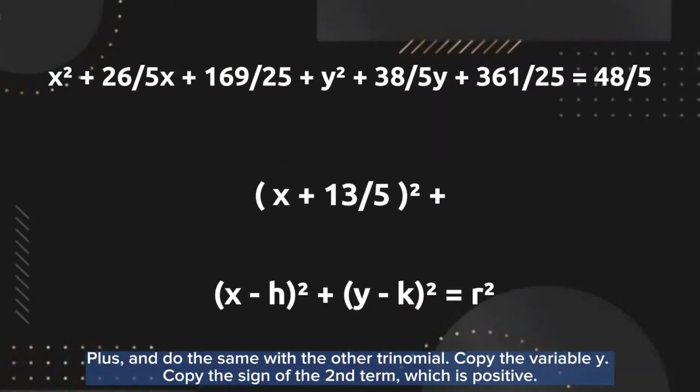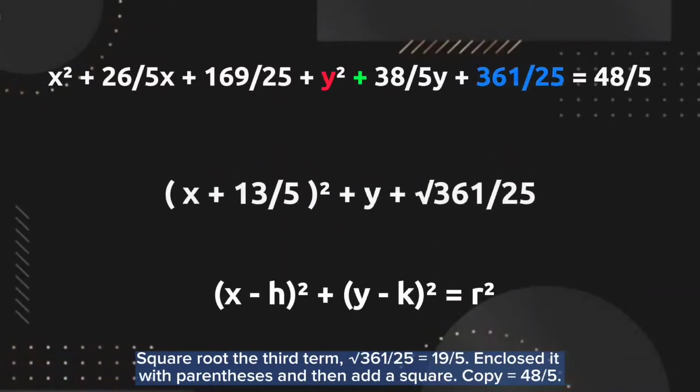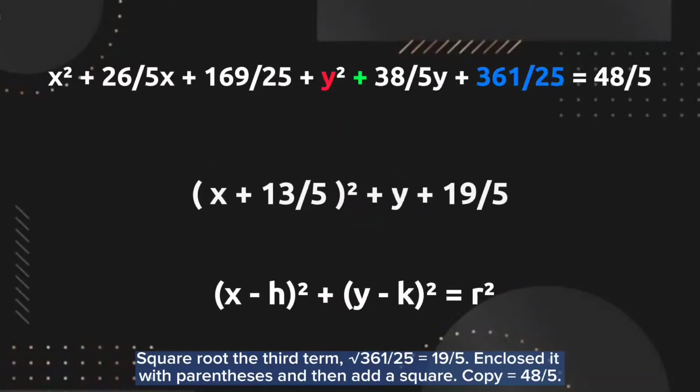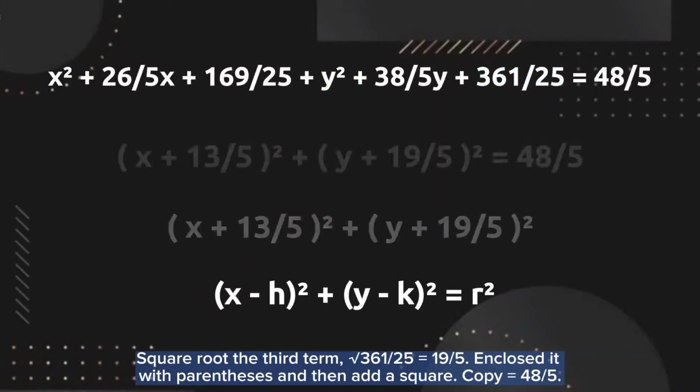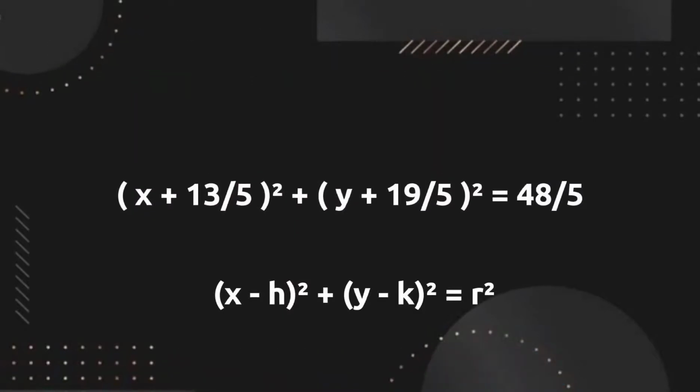Plus, and do the same with the other trinomial. Copy the variable y, copy the sign of the second term, which is positive, square root the third term. Square root of 361/25 is equal to 19/5. Enclose it with parentheses and then add a square. Copy equals 48/5.